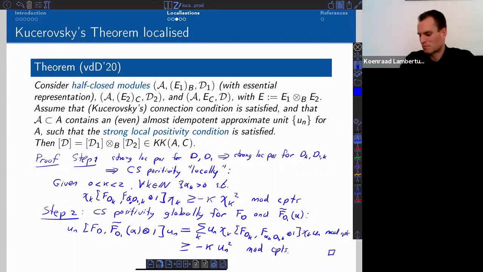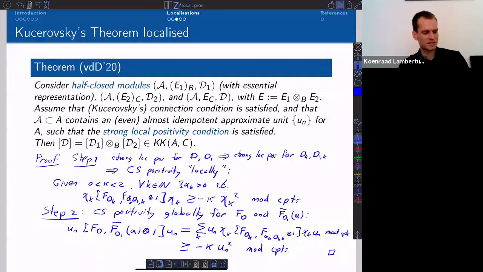Okay, so this roughly sums up the proof. The technical heart of the proof, I would say, is this step 1. So you really have to show that this local version of the positivity condition implies the Connes-Skandalis positivity condition locally. Okay, so this is my localized version of the Kucerovsky theorem.